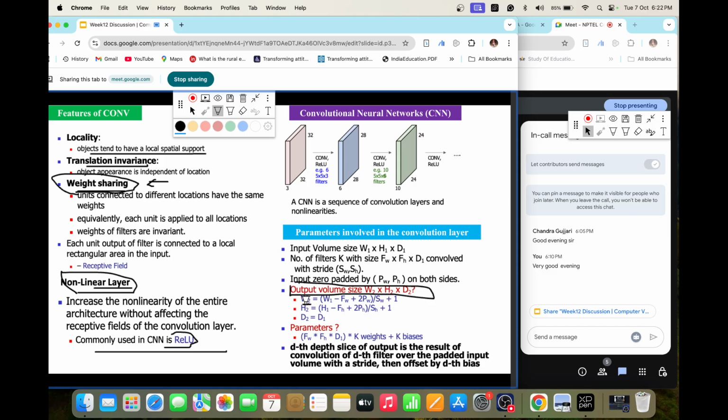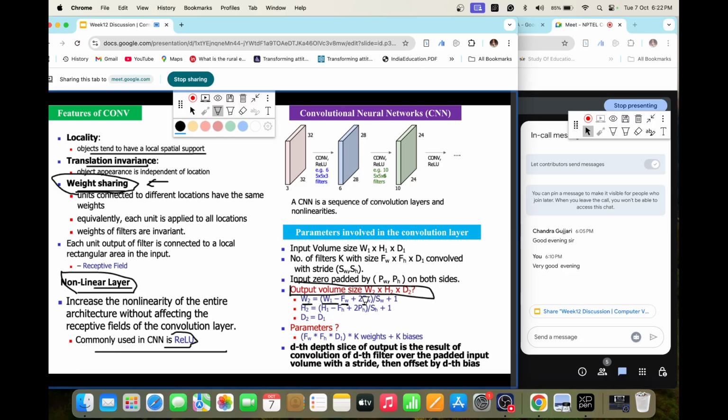If I want to get W2, that is the width of the activation map, that is calculated by this formula: W1, that is the width of your input, minus FW, which is nothing but your filter width, plus 2PW. What is this P? It is known as padding.